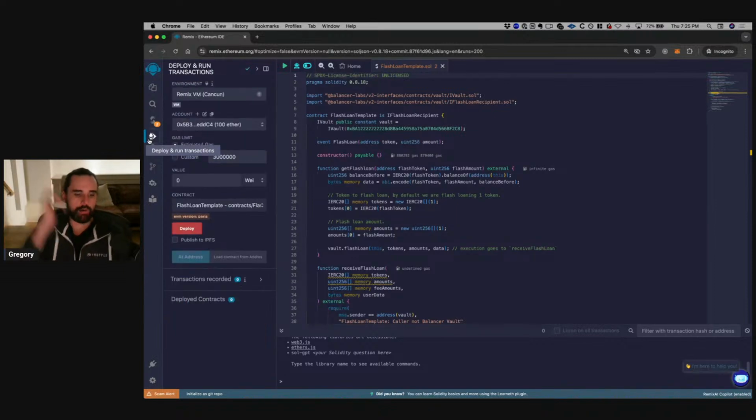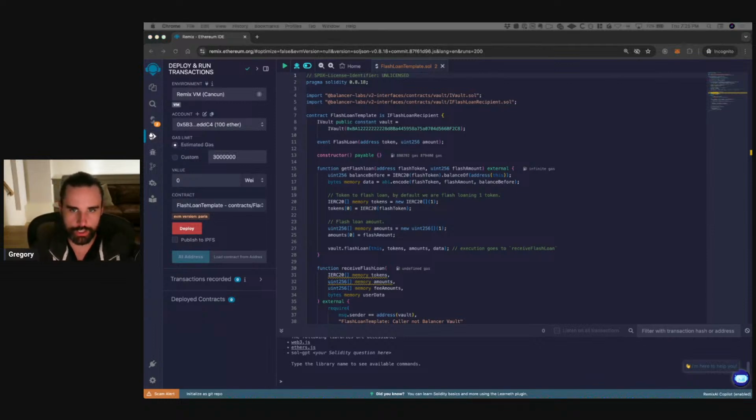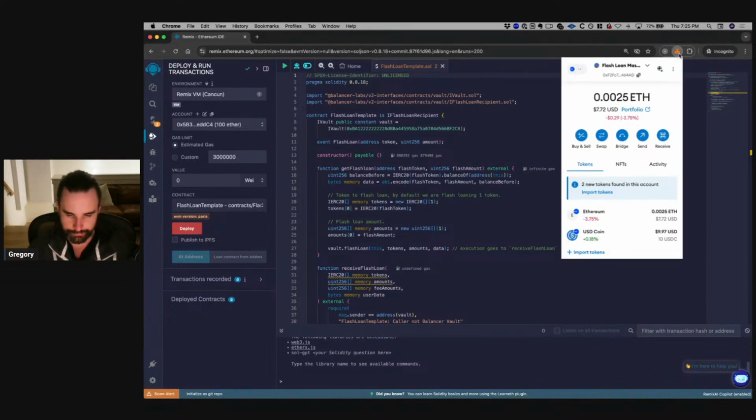So one thing that you need in order to actually put this on a blockchain is a blockchain wallet. I highly recommend using MetaMask for this. So you need a MetaMask wallet. All right. You need to fund it with some cryptocurrency. And you also need to put this cryptocurrency on the Base blockchain.